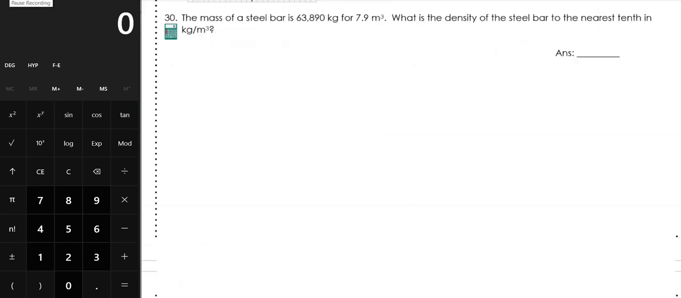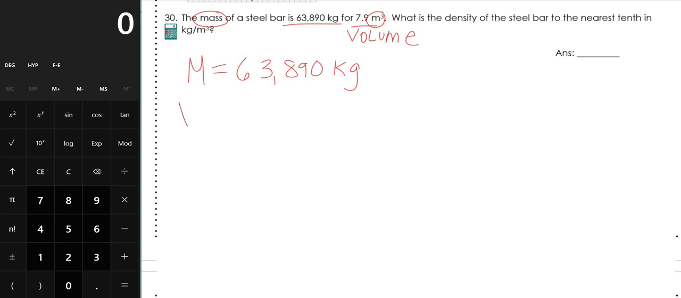Number 30. The mass of a steel bar is 63,890 kilograms. So mass is 63,890 kilograms. I'm going to write that down. Capital M equals 63,890 kilograms. Next, 7.9 meters cubed. Well, they didn't say what that is, but if I see meters cubed, I know they're talking about volume. So that means the volume of this steel bar is 7.9 meters cubed.